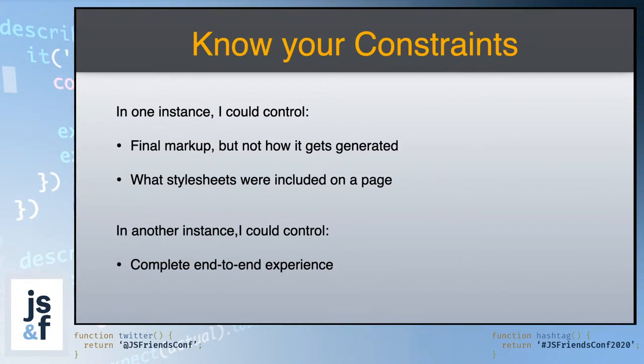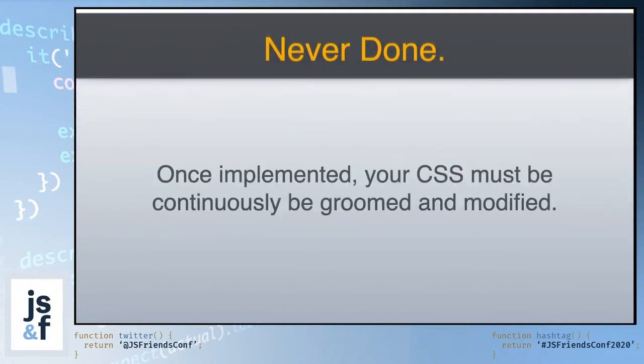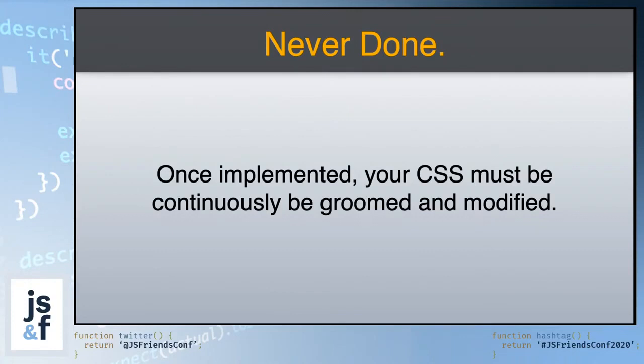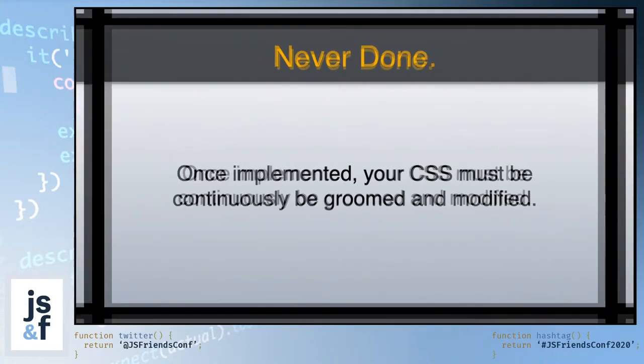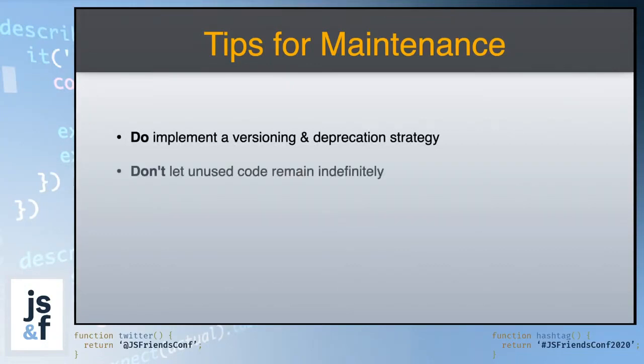And even once you have chosen that CSS architecture, you're not really done, because you're never done. Once implemented, your CSS must continuously be groomed and modified. So here are some tips that have been useful for me. You're definitely going to want to implement a versioning and deprecation strategy, because you don't want to let unused code remain indefinitely. This is one of the advantages of the CSS and JavaScript approach. This gets taken care of a little bit for you, but if you're having to use a more traditional style, it becomes more important that you clean up that bloat that you're serving to your end users.